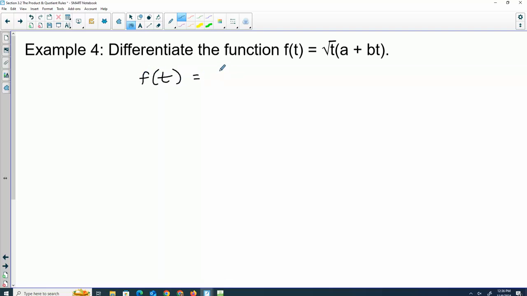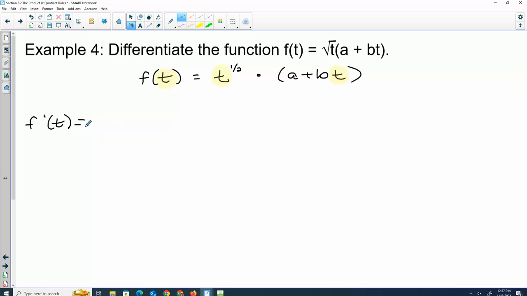So the square root of t is t to the 1/2 times this a plus b t. Okay, we have a lot of variables here, but the fact that it says it's f of t tells me t is the variable, a and b are going to act as constants here. Okay, so when I do the product rule, because I have things being multiplied, we do one derivative at a time.